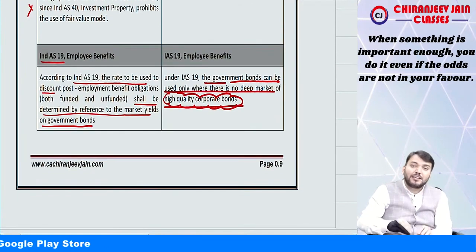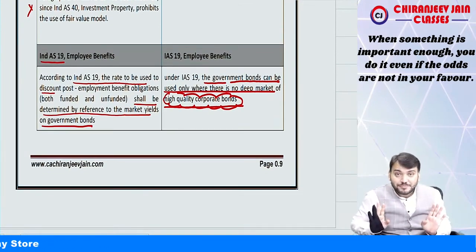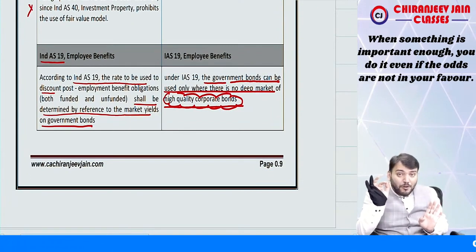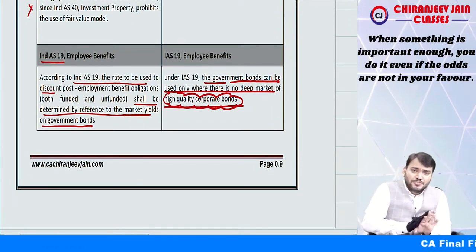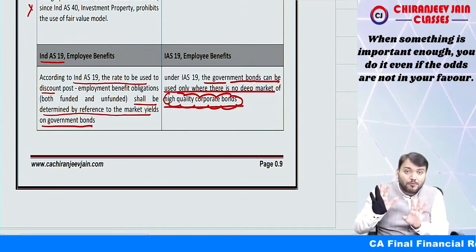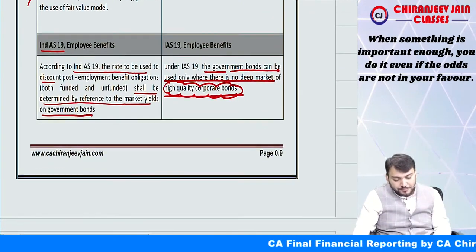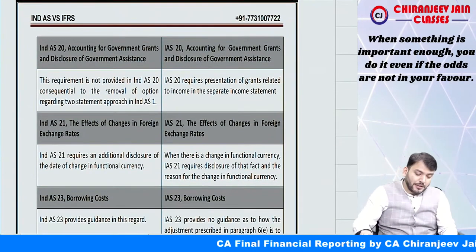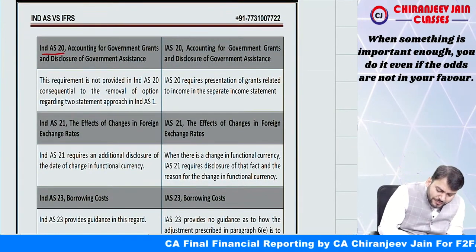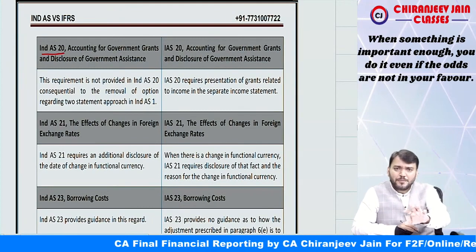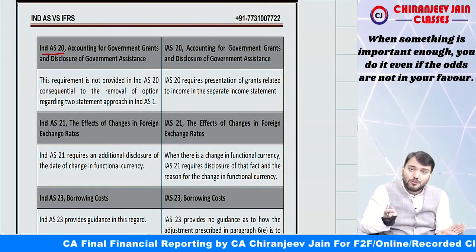But under Ind AS 19, always we will take what? Market yield of government bonds. Why? Because in India there is no perfect market for high quality corporate bonds. Understood? Yes, sir. Correct? Yes, sir. Now, under Ind AS 20, initially there was one difference, but this difference has been removed through an amendment.